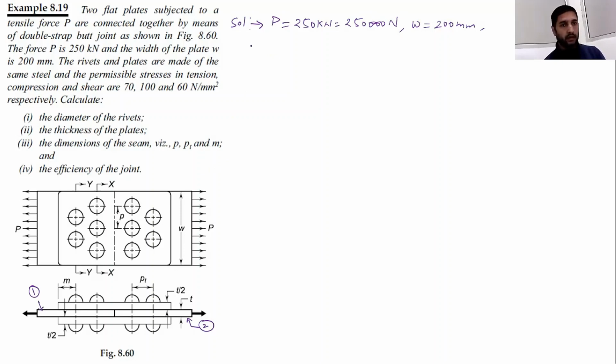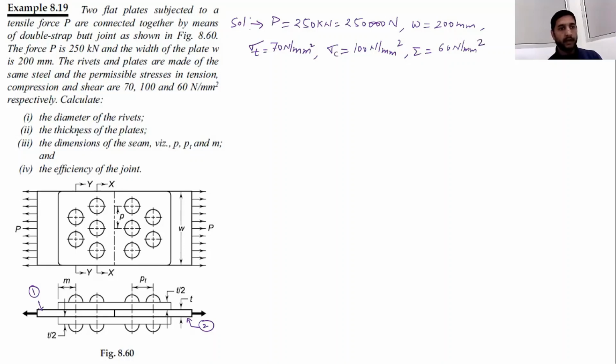You can write the values of these permissible stresses as sigma T 70 Newton per mm square. Then we have permissible compressive stress as 100, and permissible shear stress as 60 Newton per mm square. Determine the diameter of the rivet.